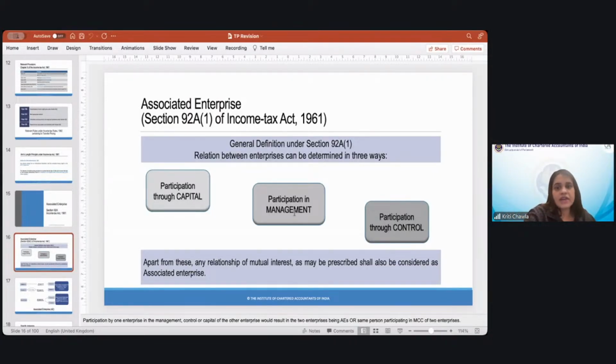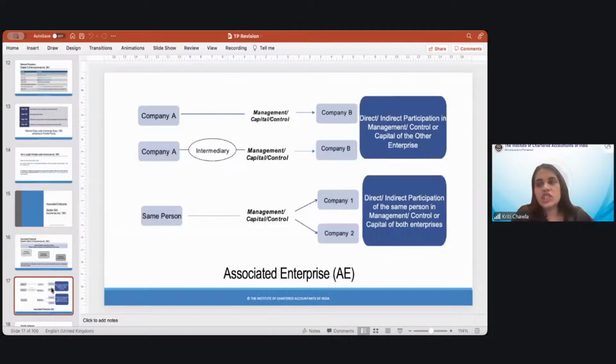Unfortunately, these are not defined under the Income Tax Act, but it's only through case laws that you can identify what is management, control, and capital. But this is what I'm really trying to say. This is a generic definition in subsection 1, which says that if there is company A and company A participates in the management, control, and capital of company B, well, then company A and company B will be associated to each other. Even if company A, through an intermediary, participates in the management, control, and capital of company B, then also company A and company B will be associated to each other.